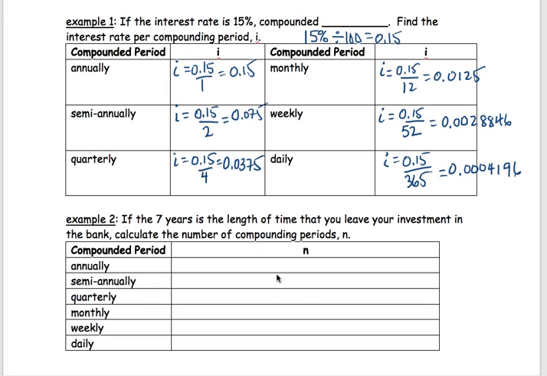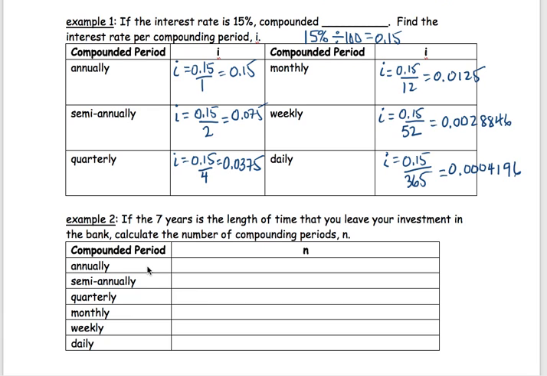Now that we've figured out how to distribute the interest onto our loan or the money we've invested, we need to look at how many times this interest gets added on. So for example 2, say how long you want to leave your money in the bank is 7 years. And again, that means you're not going to touch it. You're not going to add more money to it. You're not going to take money out. You're just starting with a certain amount, dumping it in, and leaving it there for 7 years.